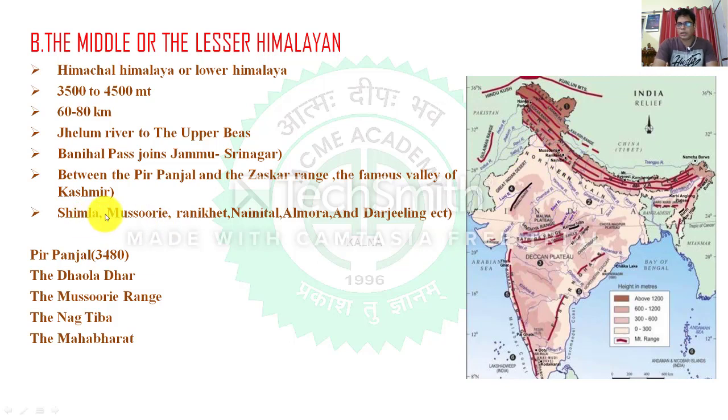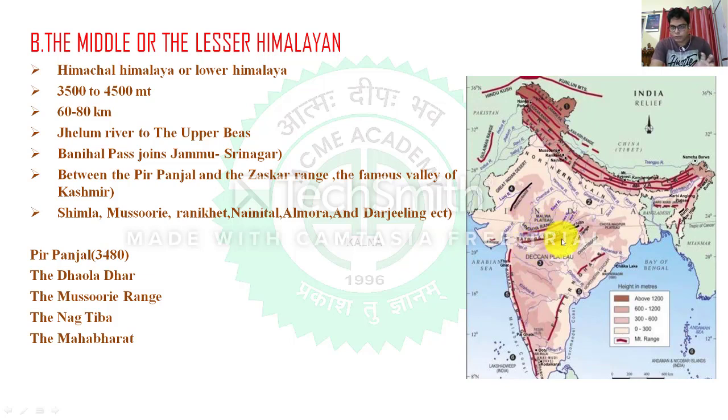There are also some tourist spots: Simla, Mussoorie, Ranikhet, Nainital, Almora, and Darjeeling in the northern portion of West Bengal. If you want to discuss the ranges, here are the Pir Panjal, Dhauladhar, Mussoorie range, and the Nag Tibba and the Mahabharat ranges. That's the middle Himalaya, or the lesser Himalaya. Another thing here is the Aravalli, the oldest mountain range of India. Then the Vindhyan range is over here, and the Satpura range is also there.